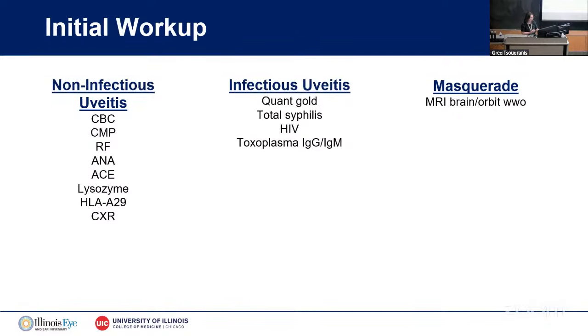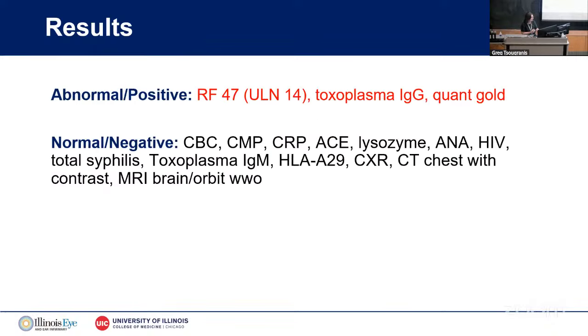So with that differential in mind, we ordered the following workup with some basic labs, some targeted autoimmune labs, and then HLA-A29 for birdshot, some infectious labs, as well as an MRI brain and orbit to evaluate for lymphoma. Her results were remarkable for a rheumatoid factor that was slightly elevated.